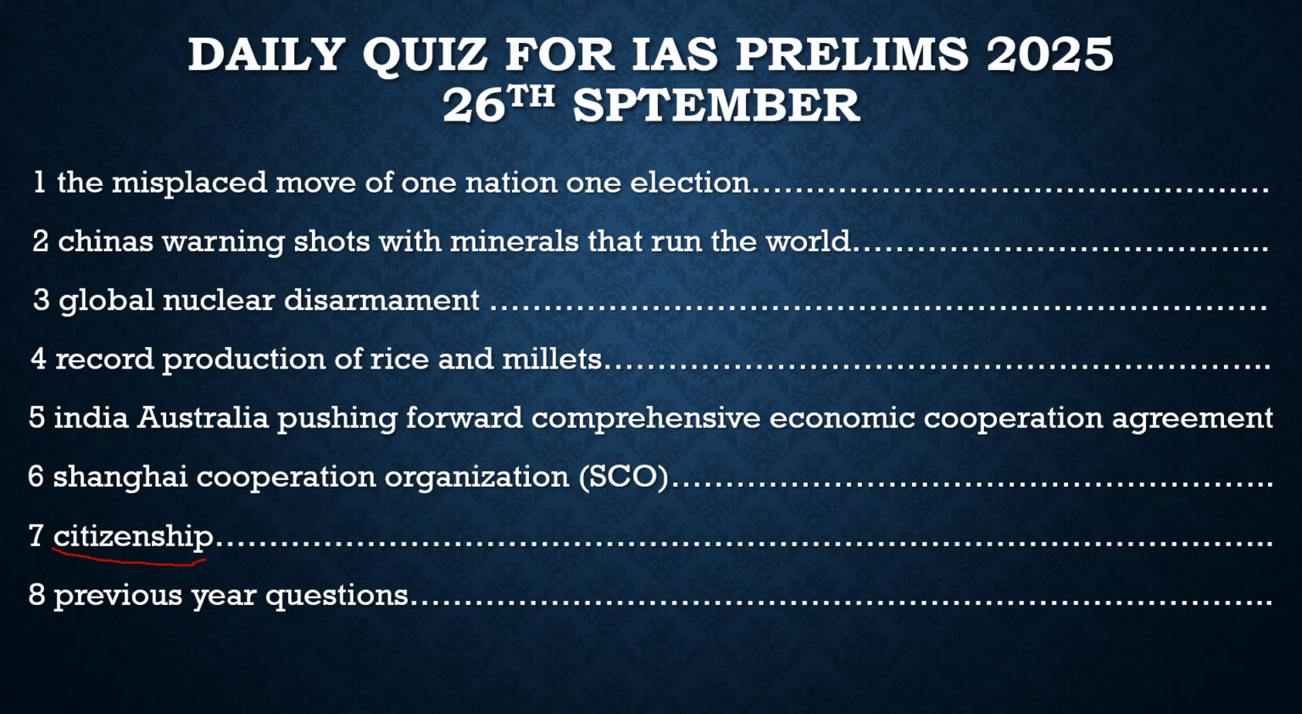Then the next article is about China's warning shots with minerals that run the world. About China, we know one thing, that it is controlling the critical minerals. It is the leader in critical minerals. 60% of the critical minerals are controlled by China. Its processing is controlled by China. 60% of rare earth minerals are controlled by China, and 80% of processing is under China's control. So China is in fact enjoying a monopoly with respect to critical minerals.